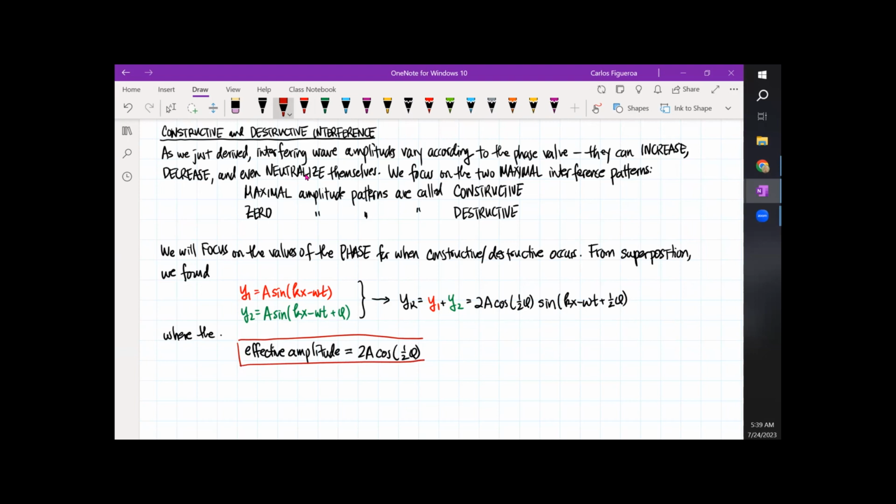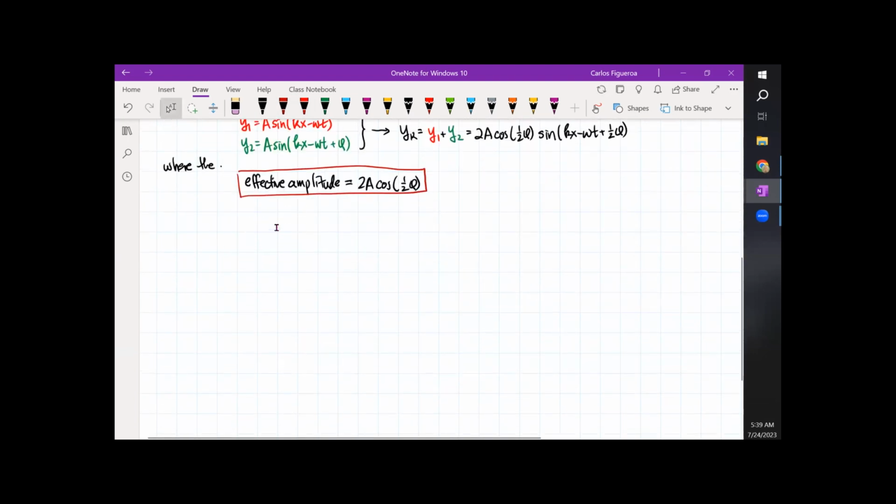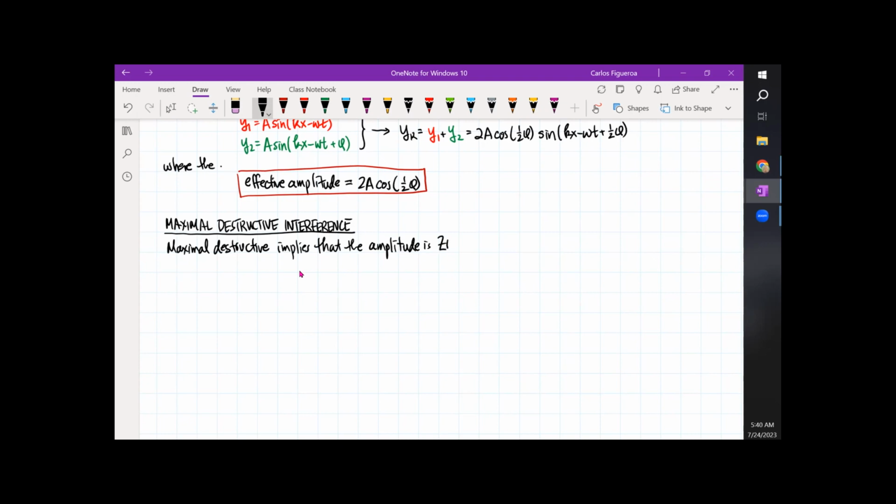So for us, this becomes the central thing that we look at. Let's go look at this. I'm going to start off with what is called maximal destructive interference. Maximal destructive interference implies that the amplitude of the superimposed waves is 0.